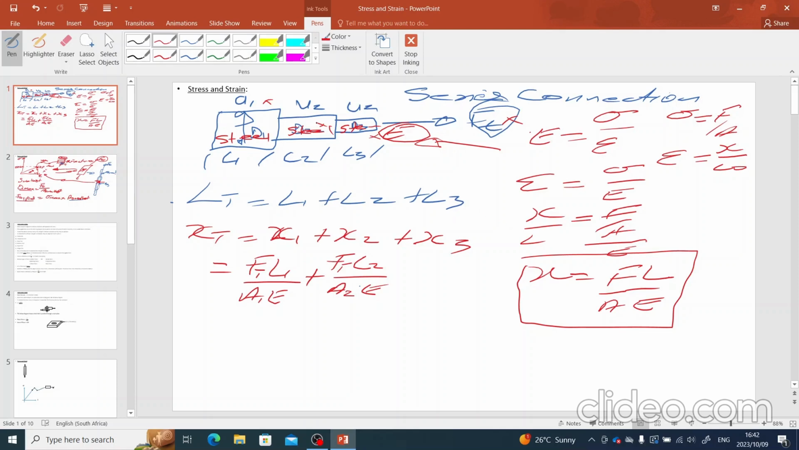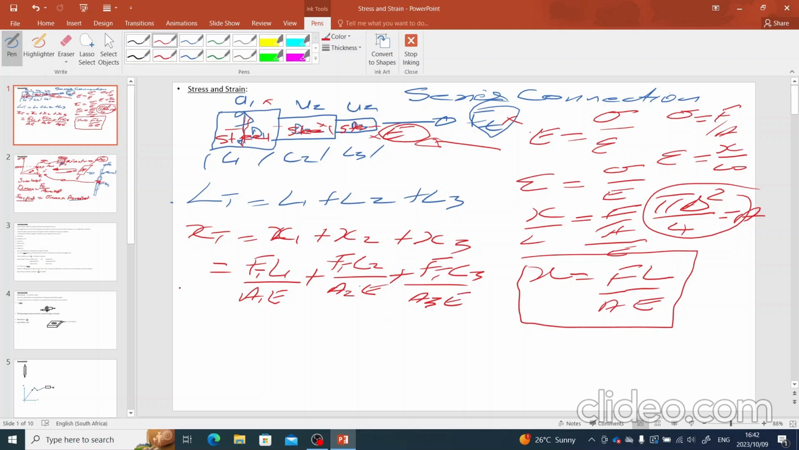How are we then going to get the areas? Remember, you are given the diameters. You then have to make it diameter squared times pi divided by 4, then you get the area. This is the formula for calculating the area. Plus F total. Why F total? Because F total is the one that caused the change in this unit. Then L3 over area 3, Young modulus. This is the formula that we'll be using to calculate the total change in length.